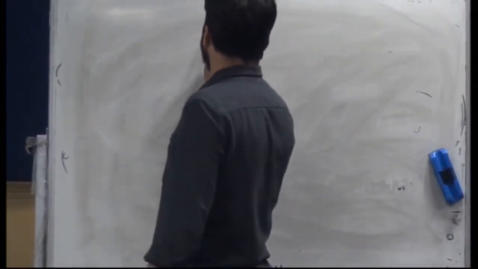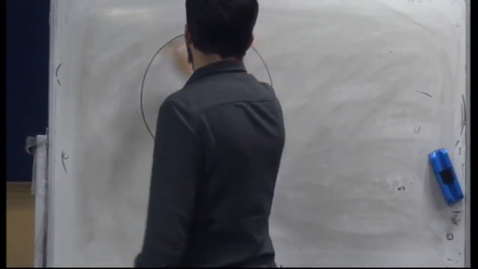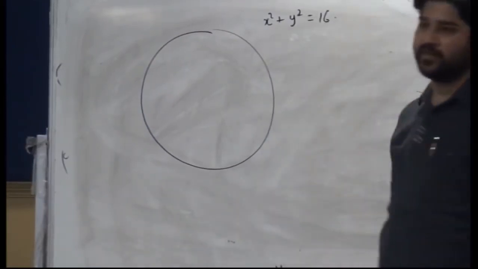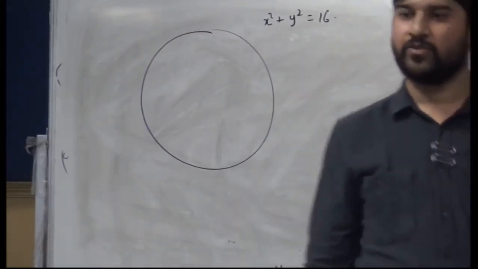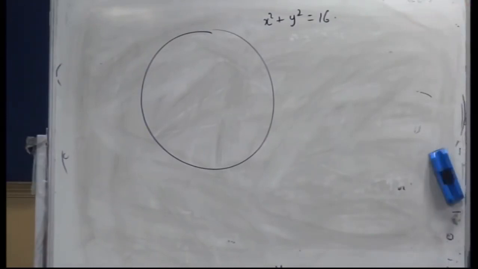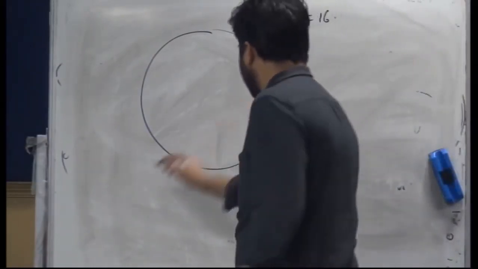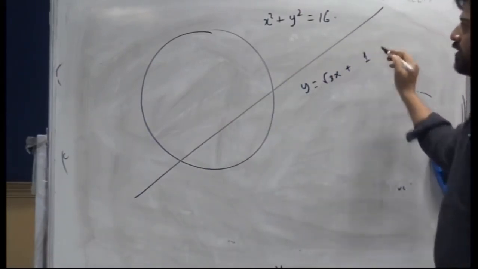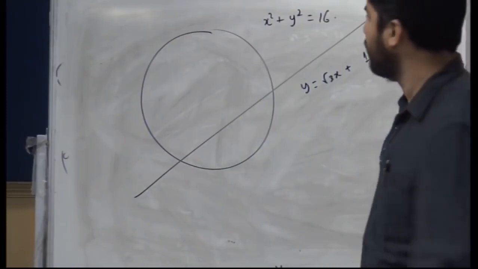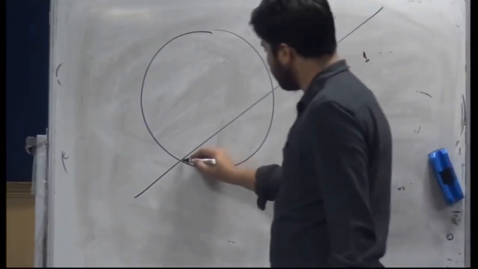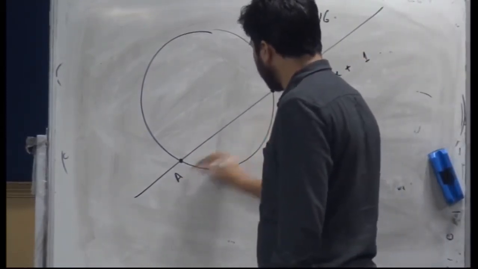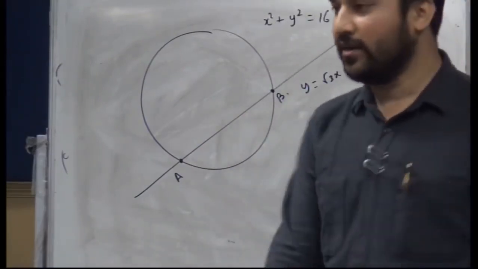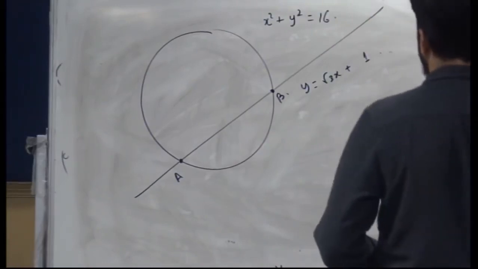देखो एक सर्कल दे रखा है, x square plus y square is equal to 16. So you know this circle, right? The center is origin and the radius is 4. Now you have a line y is equal to root 3 x plus 1. You have to find the length of AB. Okay, think like an ordinary student. What he is going to do?